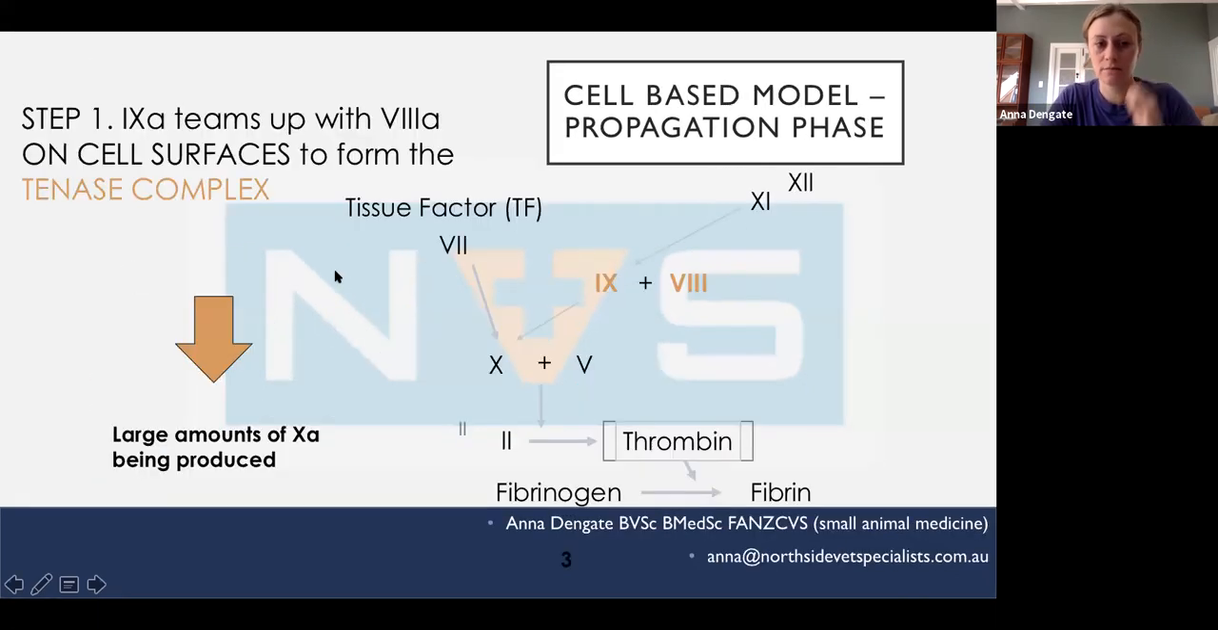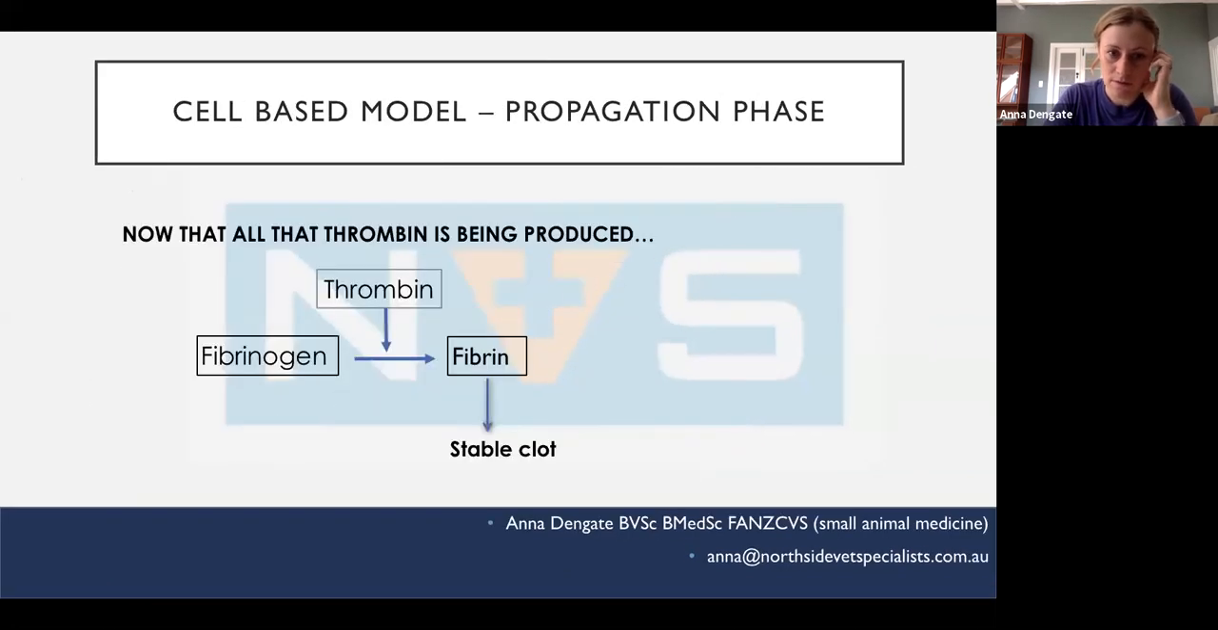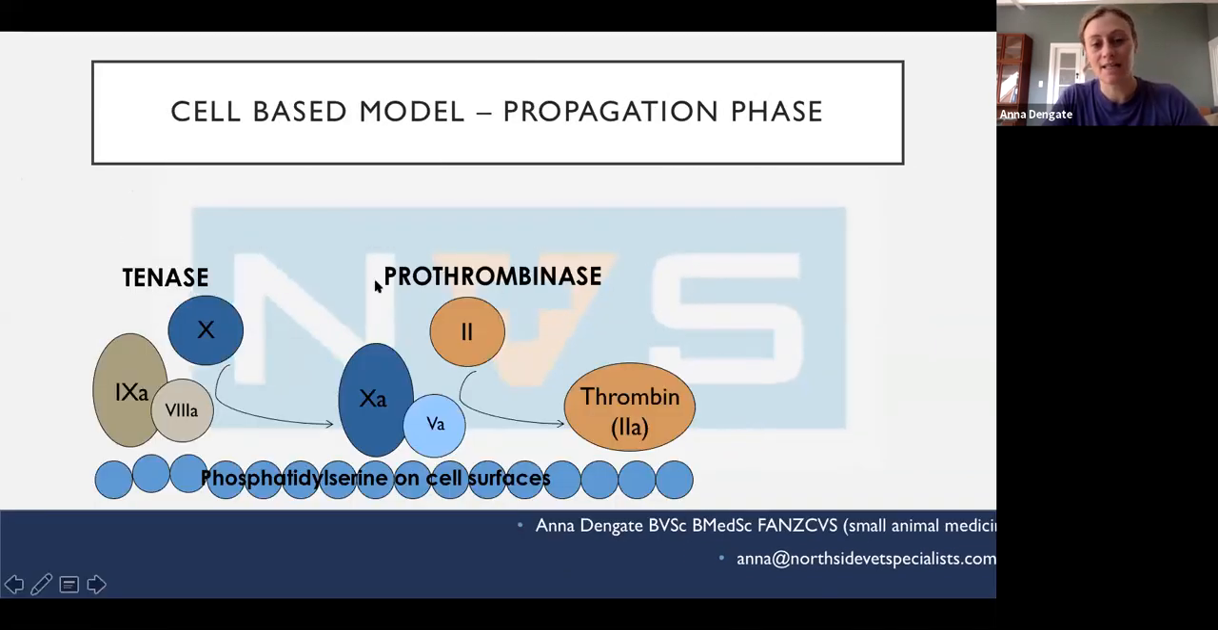Oops, I've missed a slide. Sorry. So step 2 is the prothrombinase complex being formed. Next to our 10Ase factory here, we've got factor 10A being produced in large amounts, which can then participate in the building of a second factory called the prothrombinase, the factory that changes prothrombin to thrombin. And that is made up of factor 10A and factor 5A. So we've got 2 factories produced, which has set up our ability to produce huge amounts of thrombin.